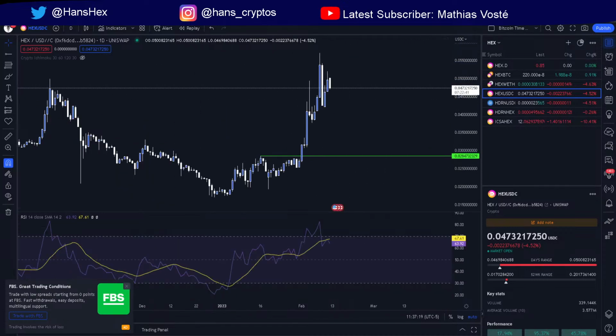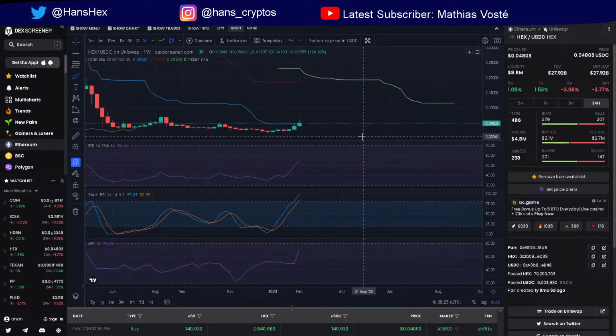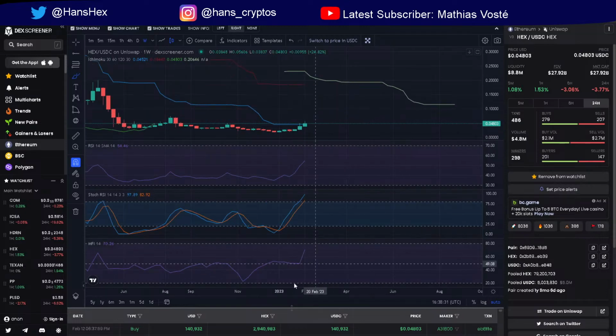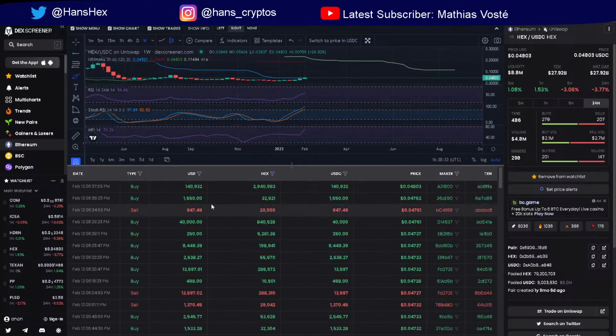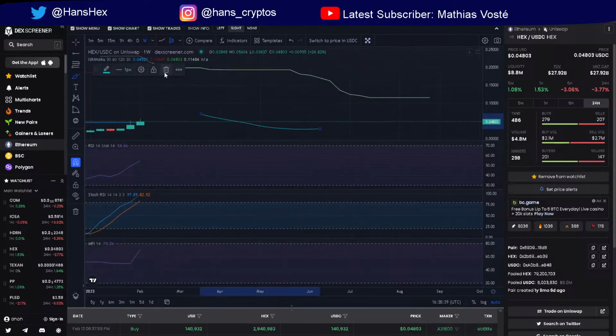We do have the conversion line for Hex on the weekly, which will act as a support. It's exactly at 4.5 cents. So that will be large buys coming into the market, which is quite interesting. So this will give us a nice weekly close at least.